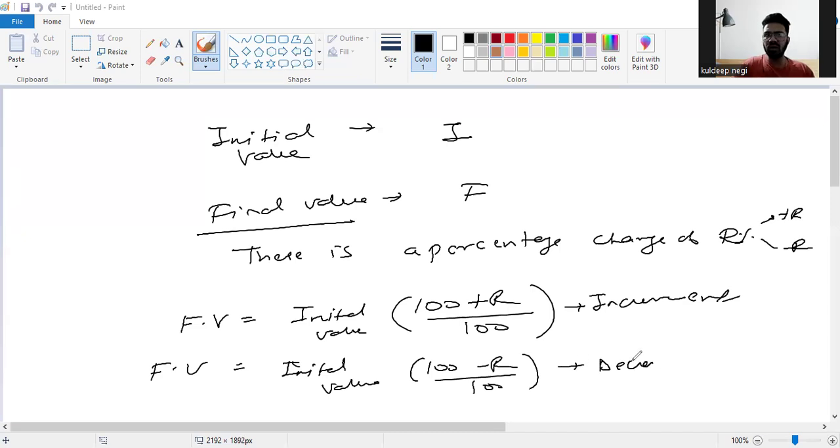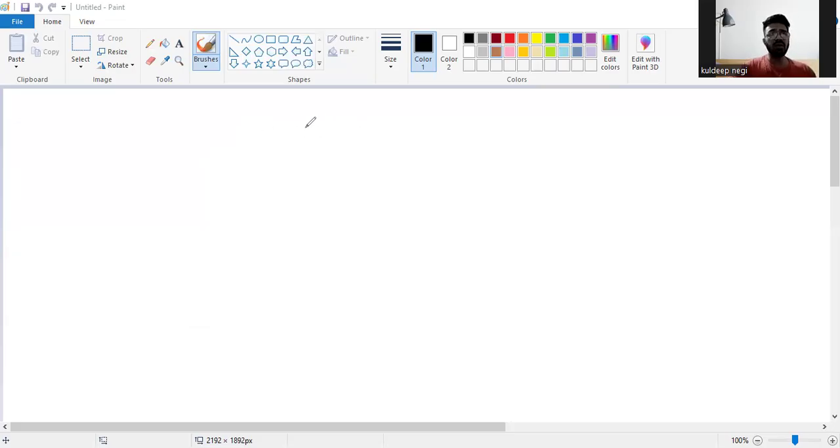Same formula. This is a very little difference of it, that is of plus and minus only. Now there is an advanced formula, or a modified formula, for the case when you are encountering multiple changes. For example, there is an initial value and it got changed by R1, R2, R3 and R4, and so on.